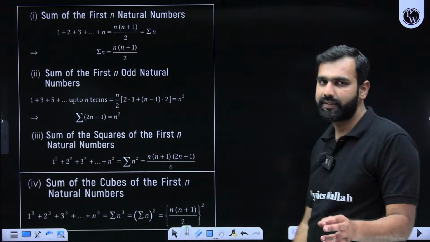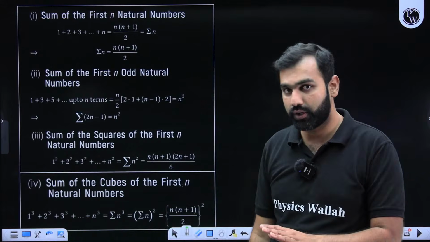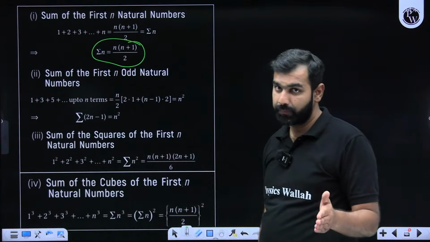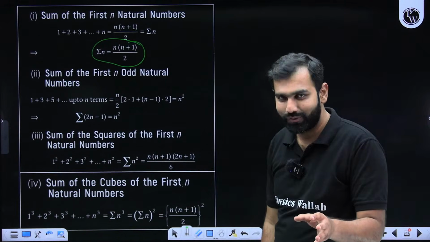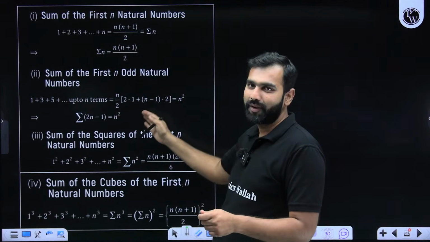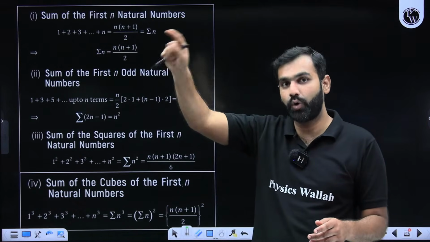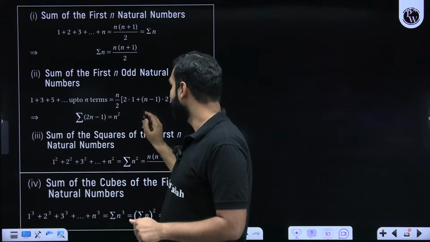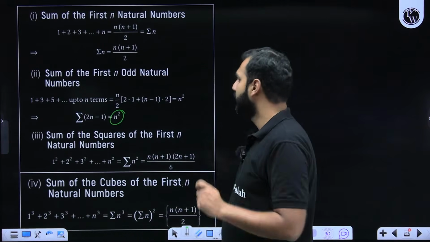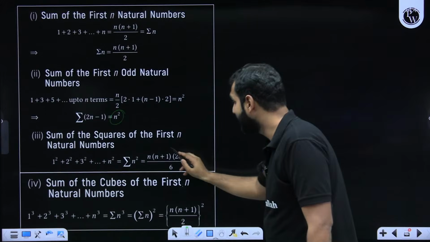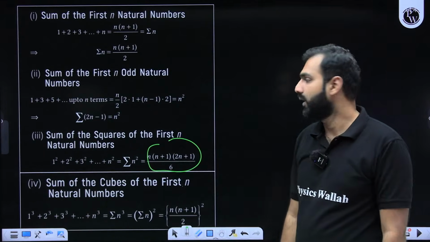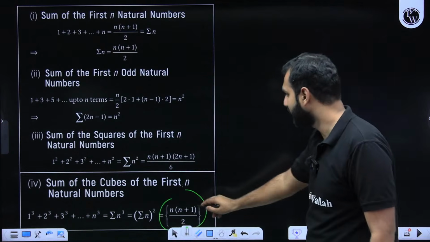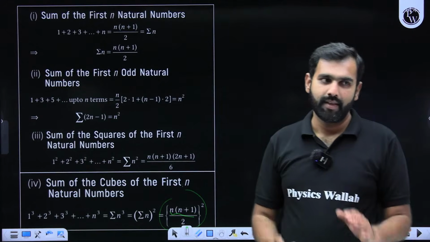From here, a few things you must have at your fingertips. You cannot afford to forget them. What are they? Sum of first n natural numbers is n(n plus 1) by 2. Sum of n terms of an AP is n by 2 times (a plus l), or (2a plus (n minus 1)d). I hope you remember that. Sum of first n odd natural numbers is n square. Please don't forget that. Sum of squares of first n natural numbers is n(n plus 1)(2n plus 1) by 6. And sum of cubes of first n natural numbers is the square of the sum of n natural numbers, that is, the square of n(n plus 1) by 2. I hope you'll remember that.